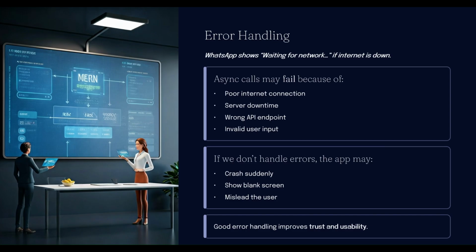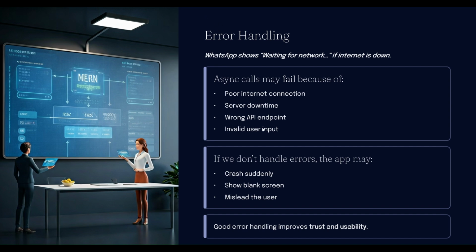Coming to error handling. Now, apart from loading, we also need to think about errors. Async operations can fail for many reasons. Maybe poor internet connection, maybe the server is down, the API URL is wrong, or the user gave a bad input, like that. And if we don't handle the errors, the app could crash or just show a blank screen. That is a terrible experience.